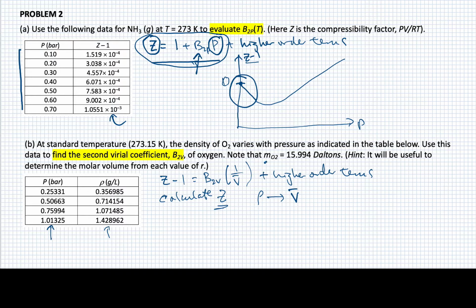You've got the atomic weight of O2. Actually, this is wrong. This is not the mass of O2. This is the mass of O. So you'll need to multiply this times 2 to get the mass of O2. Okay, be sure to do that.